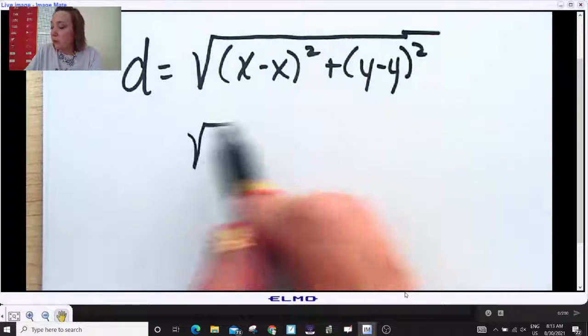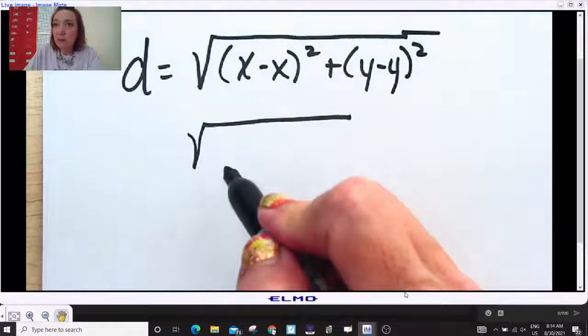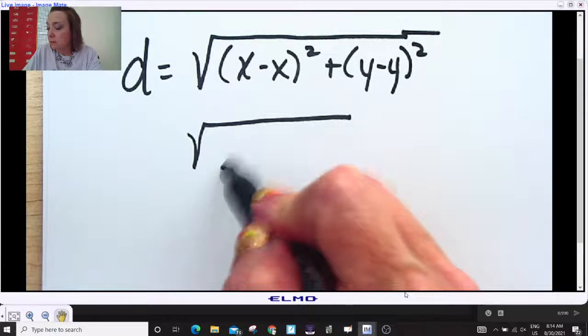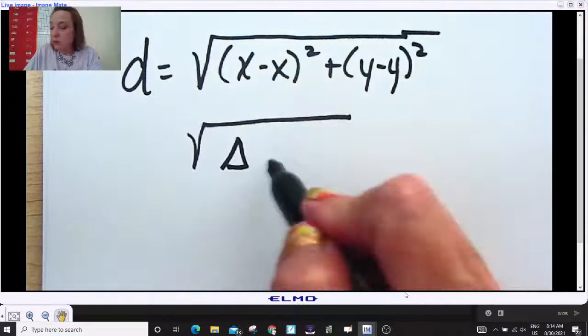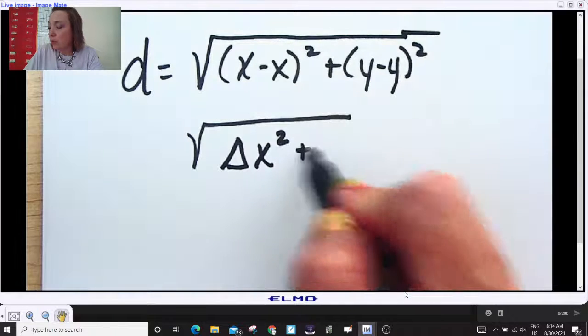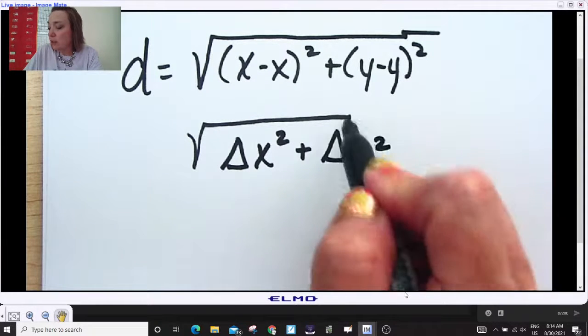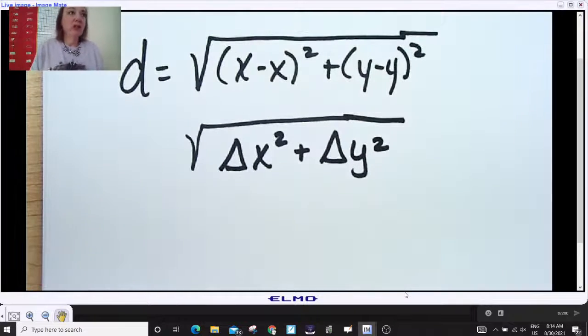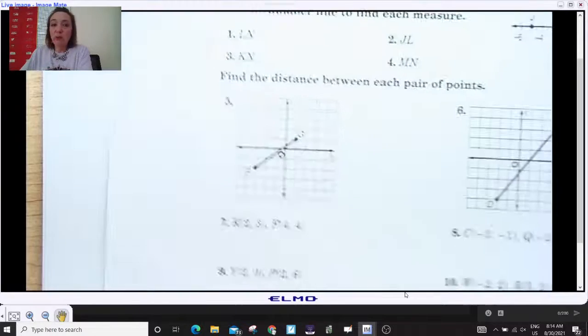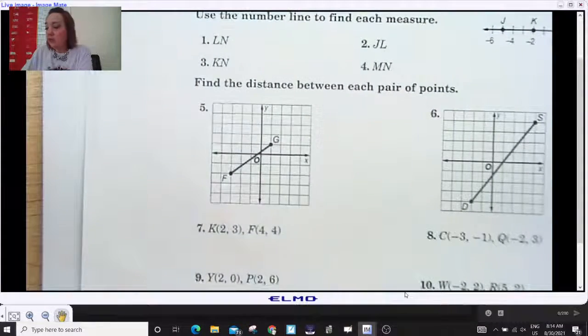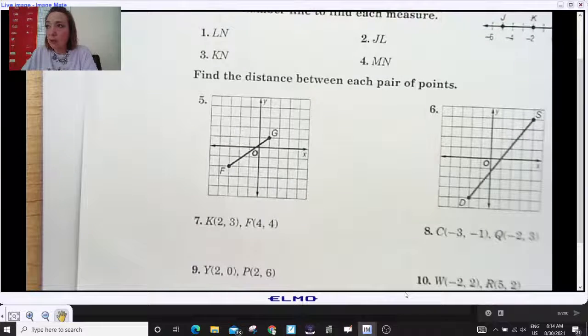Or we could write it, y'all remember the little symbol I used? That meant subtract. Remember that little triangle? So change in x squared plus change in y squared. And that little triangle just means change in, which means you're subtracting 2 x's or 2 y's, right? Okay, so that is the distance formula, and that's finding the distance between 2 points. So anytime you're looking for the distance between 2 points on a coordinate plane, like this coordinate plane we have right here on number 5, then you use that formula, okay?